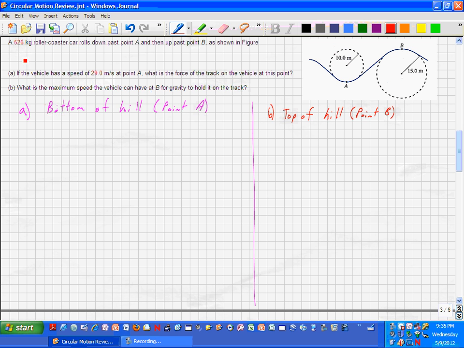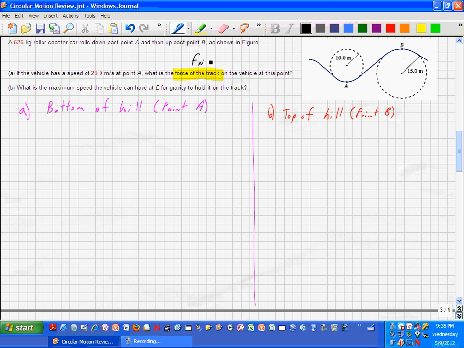We've got part A. Well, let's read the whole thing. I've got a 526 kilogram roller coaster car that rolls past A at the bottom of the hill and then past B at the top of the hill. And we want to know, if the roller coaster car has a speed of 29 meters per second at the base of the hill, what is the force of the track on the vehicle at this point? That would be the normal force.